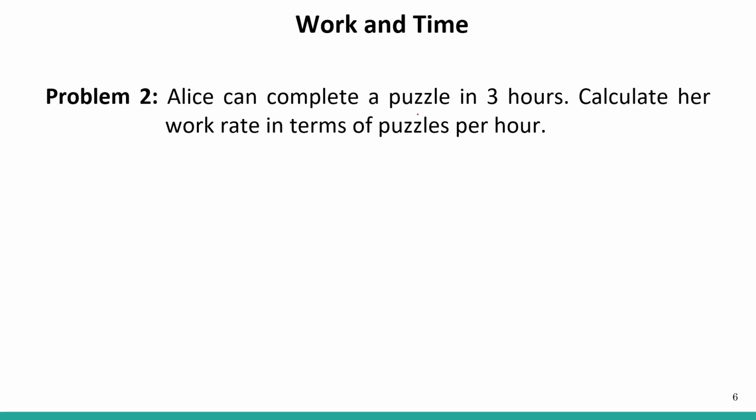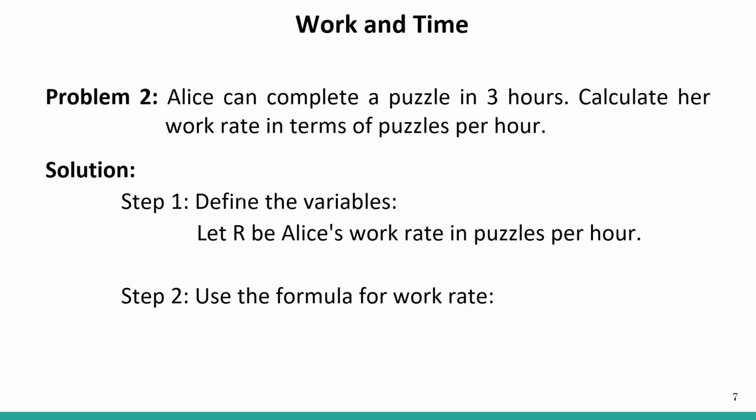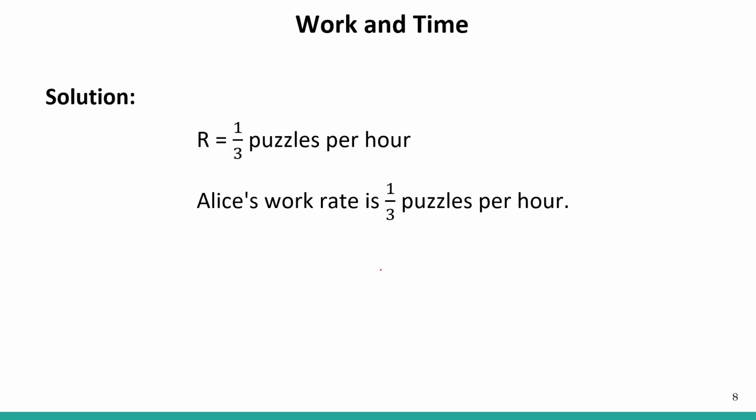If Alice can complete a puzzle in 3 hours, calculate her work rate in terms of puzzles per hour. So Alice takes 3 hours to complete one puzzle. Given that, define the variable R as Alice's work rate in puzzles per hour. Using the formula for work rate, R is equal to 1 by 3 puzzles per hour, that is, number of puzzles by number of hours. So 1 by 3 puzzles per hour.